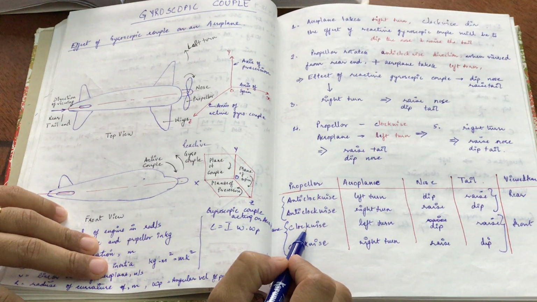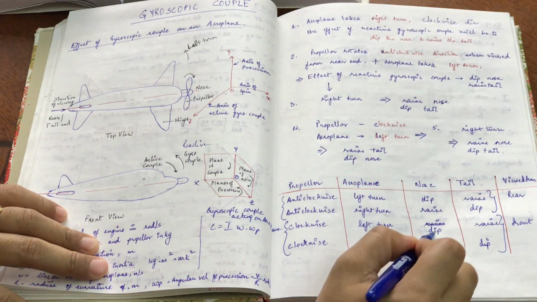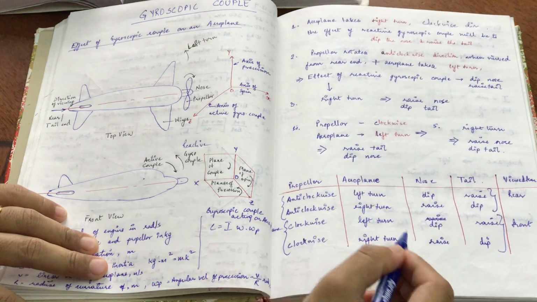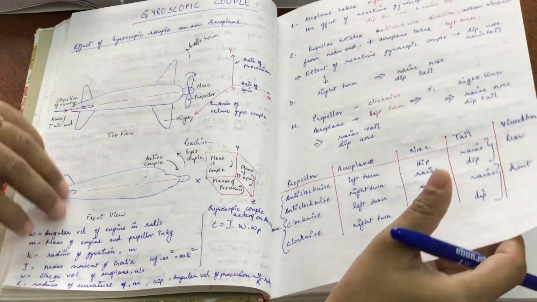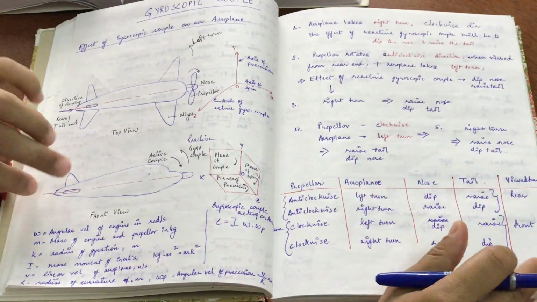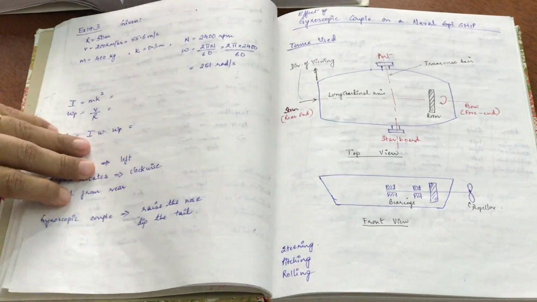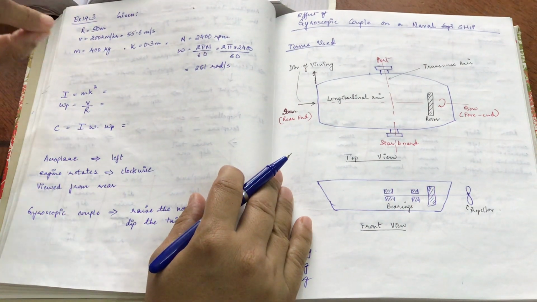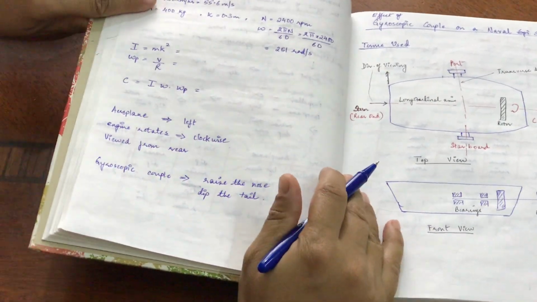Clockwise direction, left turn: dip the nose and raise the tail. Clockwise, right turn: it is just the opposite. Okay, so this is the concept that we have. And then going forward, let's try a simple small problem before we end this session.